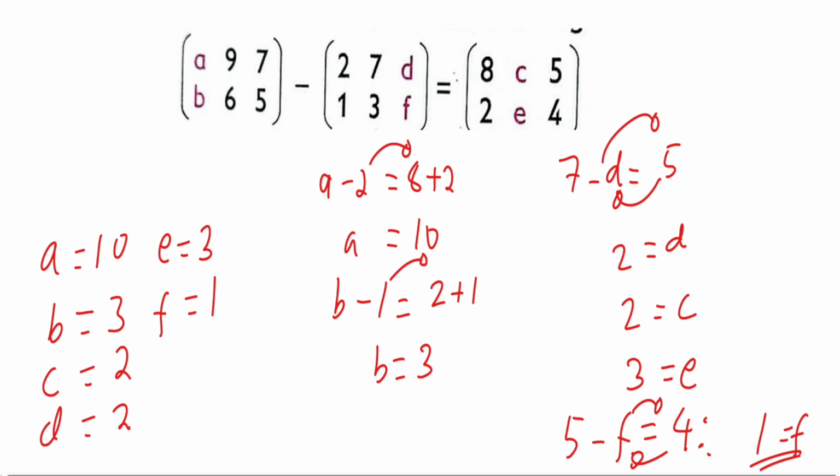We can say that a minus 2 gives you 8. So it means that there was a number that you subtracted 2 from to give you 8. And that number is 10. Again, the same thing. 7 minus d gives you 5. There was a number that you subtracted from 7 to give you 5, and that number is 2. So in that way, you'd find the other unknowns. But for now, I think I've answered all of your questions.